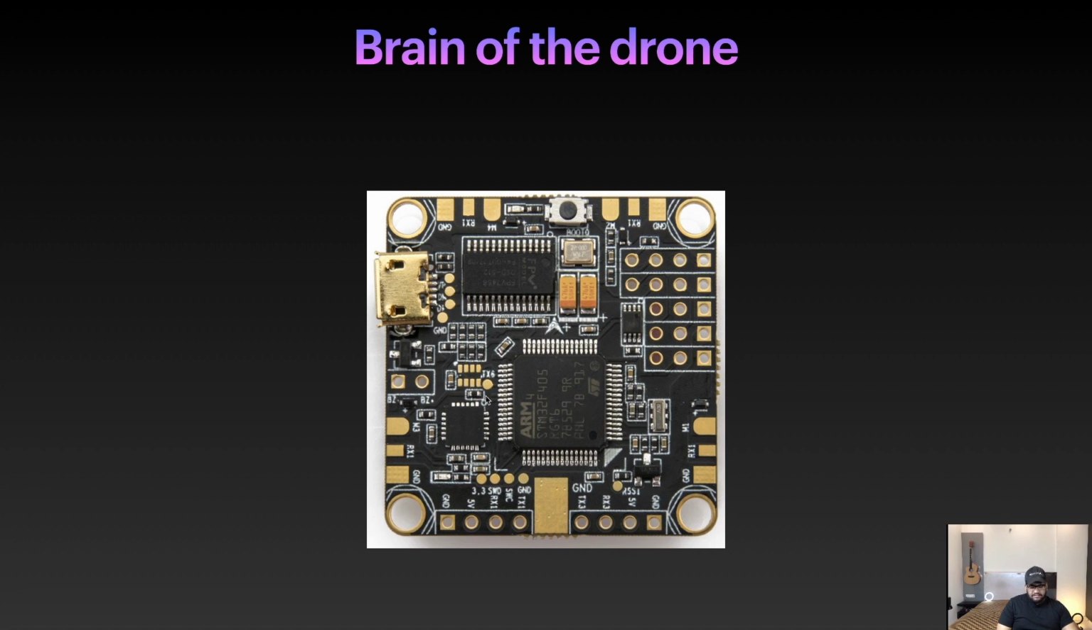Then over here, this is the chip which contains the sensor. It's known as the IMU, or inertial measurement unit. I'll talk about that in a bit. And these two are basically the main parts of the flight controller.